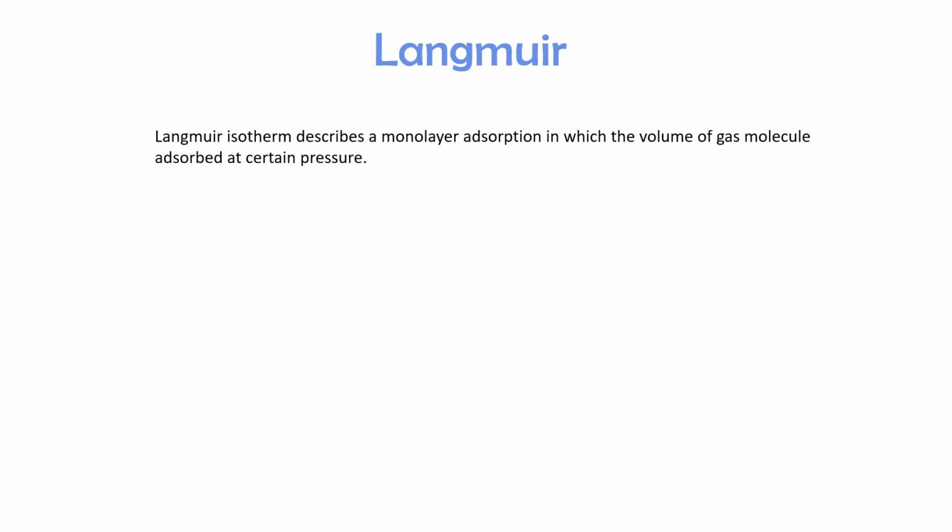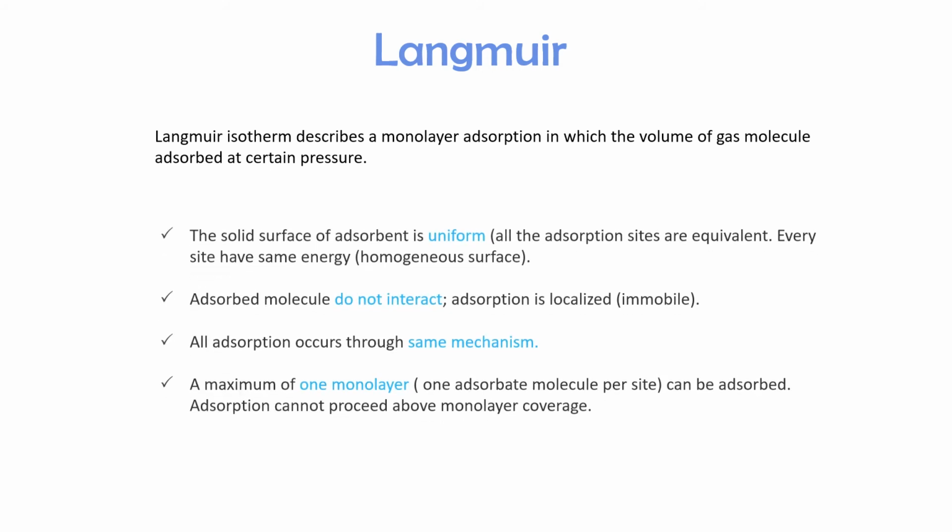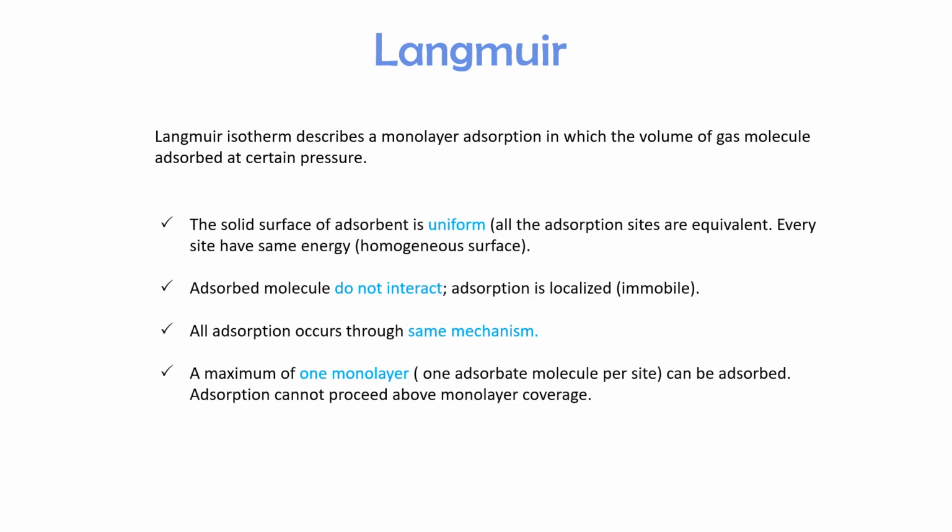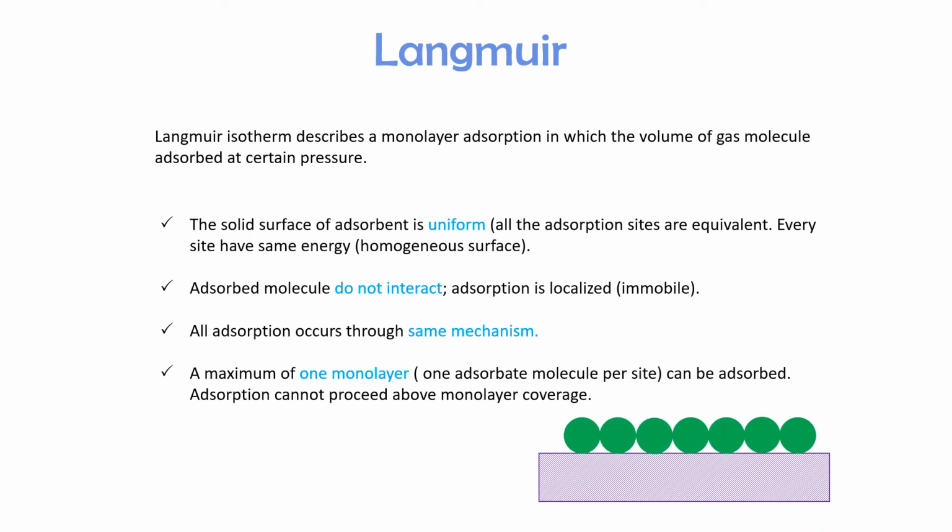Okay, now let's take a look at the Langmuir adsorption isotherm first. Langmuir isotherm describes a monolayer adsorption in which the volume of gas molecule adsorbed at a certain pressure. These are based on four assumptions, and the first one is the solid surface of adsorbent is uniform. Okay, in this case, all the adsorption sites are equivalent and every site has the same energy or homogeneous surface.